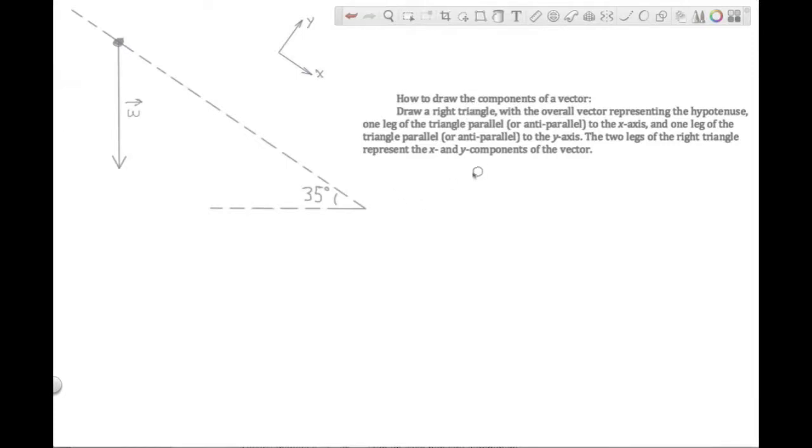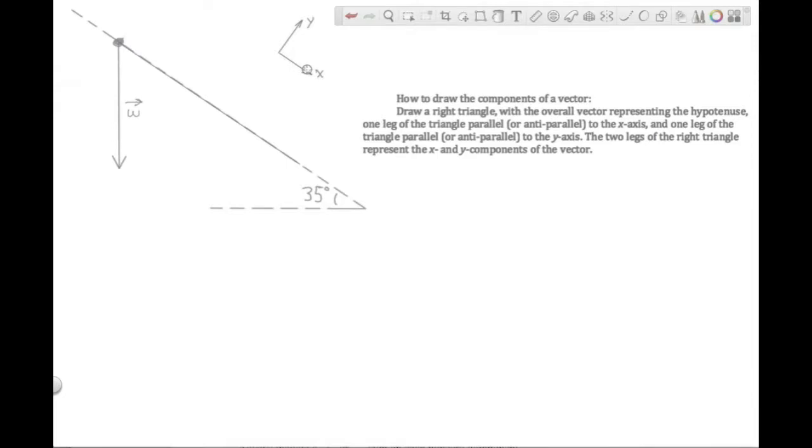So remember that the overall vector should represent the hypotenuse of the right triangle. So this arrow will represent the hypotenuse of our right triangle. And we should draw one of the legs parallel to the x-axis. So through the tail of the overall vector, I'm going to draw a line parallel to the x-axis. That'll just overlap with the dashed line. So here, through the tail of the overall vector, I've drawn a line parallel to the x-axis.